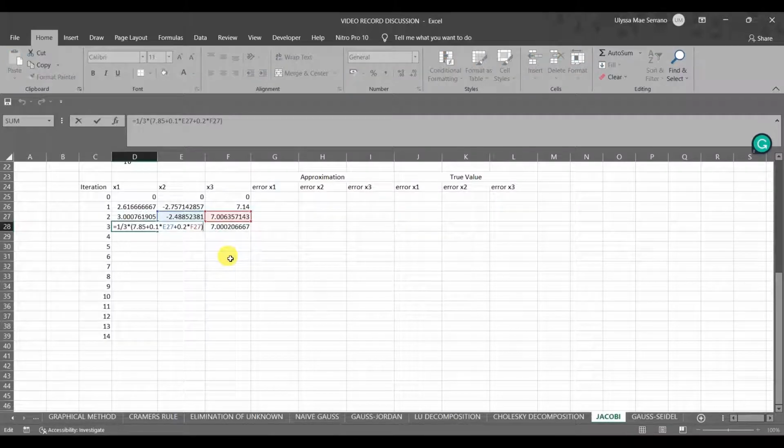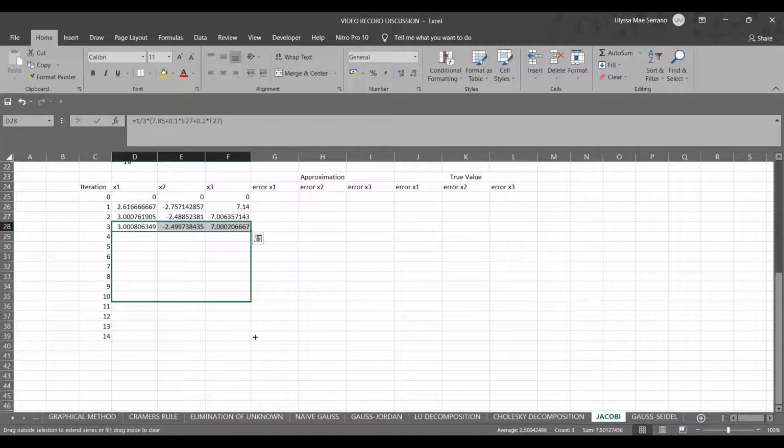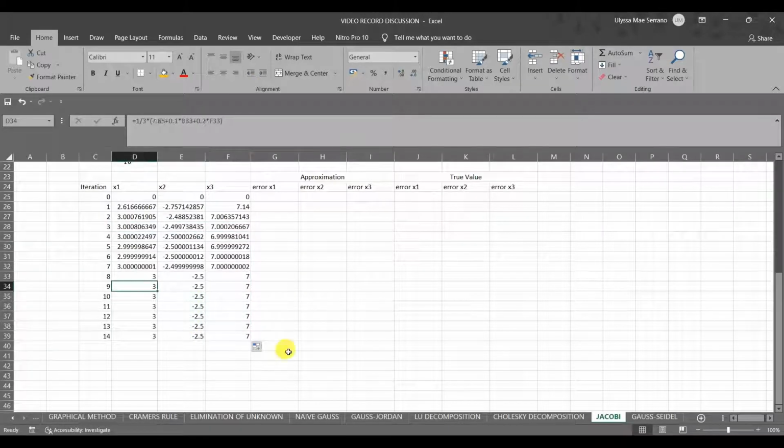For the third iteration, we use now the second iteration for x sub 2, and the second iteration for x sub 3. Similar with these two. So, copying it out, we'll be able to have here, at the 8th iteration, the values of x sub 1, x sub 2, and x sub 3. So, we're now going to calculate the approximation percent relative error for each value of x.